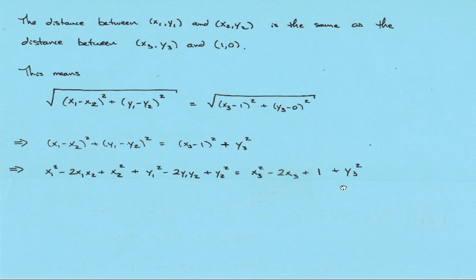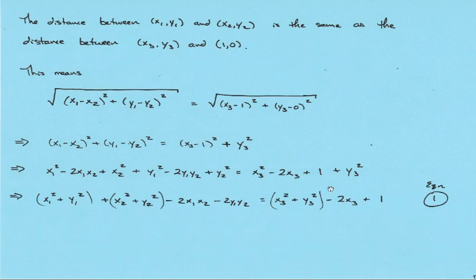plus y sub 3 squared. So if we regroup and put the x sub 1 squared and the y sub 1 squared together, the x sub 2 squared and the y sub 2 squared together, and then all the other remaining terms on the left. Then on the right, we'll put the x sub 3 squared and the y sub 3 squared together, and the remaining terms over on the right.